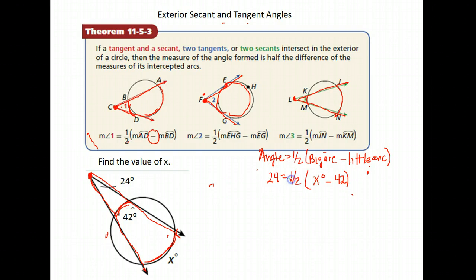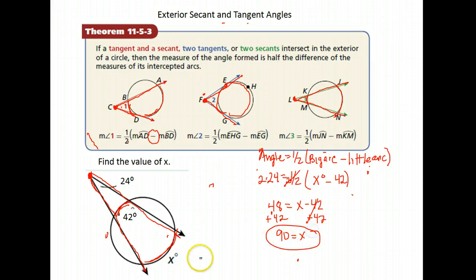So to get rid of a 1/2, we multiply by 2. Whatever we do on one side, we have to do to the other. 2 times 24 gives me 48, and I have 48 equals x minus 42. We're going to go ahead and solve for x. It's a minus 42, so we add 42 to both sides to solve it, and we have our x. 48 plus 42 is 90. So this arc over here is a 90-degree arc.